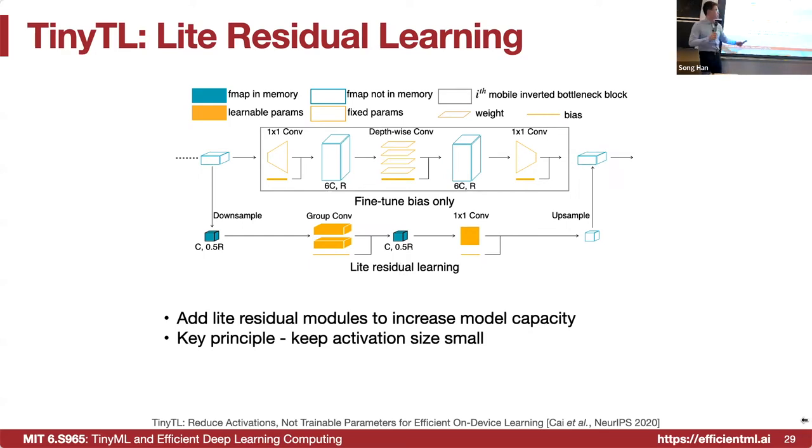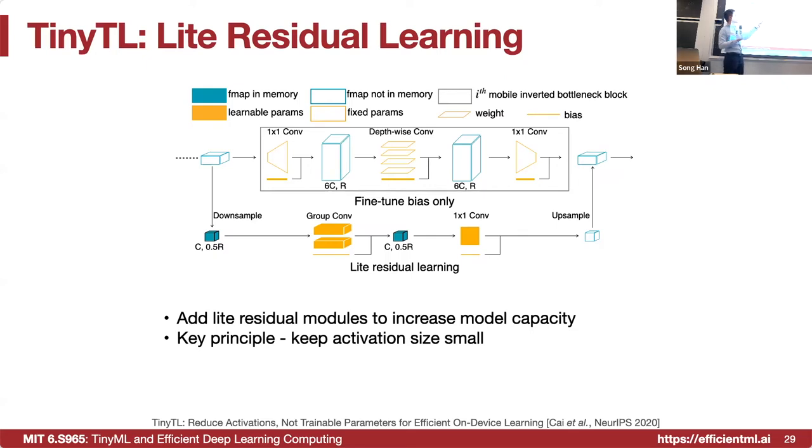So the key principle is to keep the activation size small. What are the dimensions of activation size? It is the resolution times the channels. So we want to have lower resolution, which is half the resolution. And rather than this inverted bottleneck where we are expanding the number of channels by 6, here we are not expanding the channels at all. So it's still C channels and half the resolution.